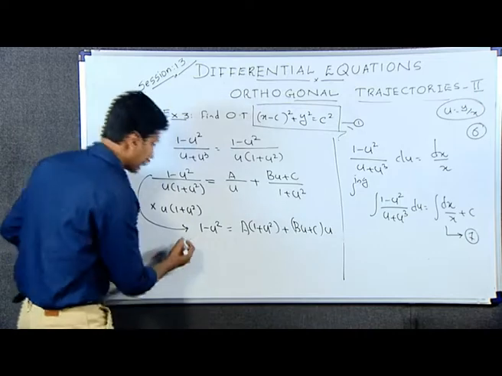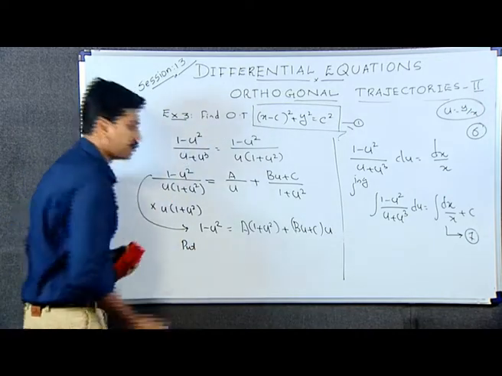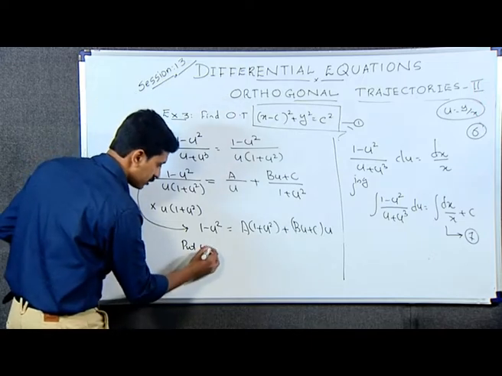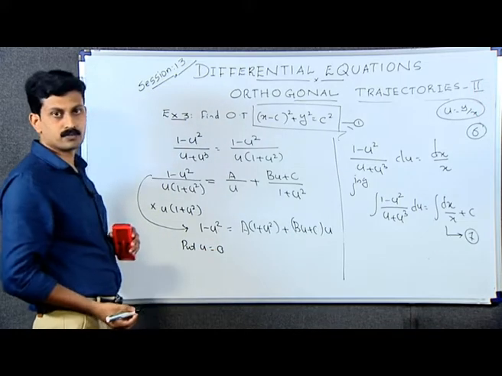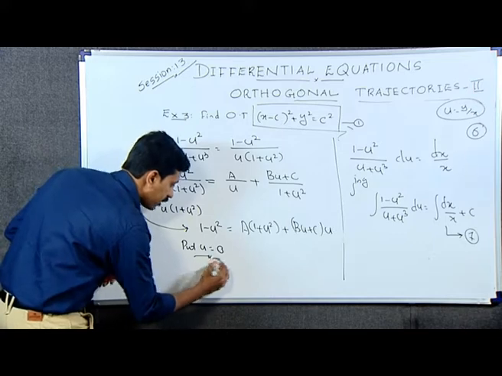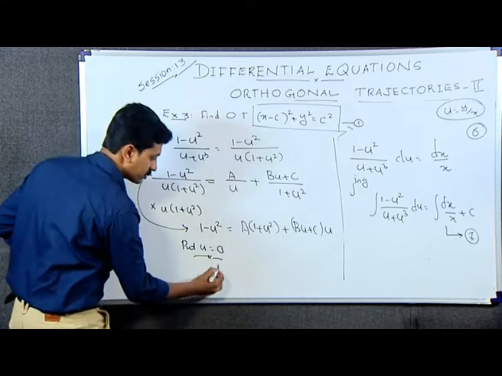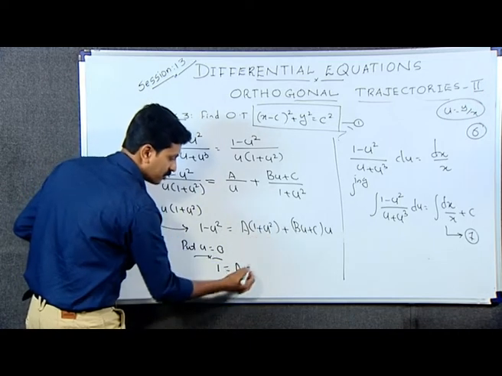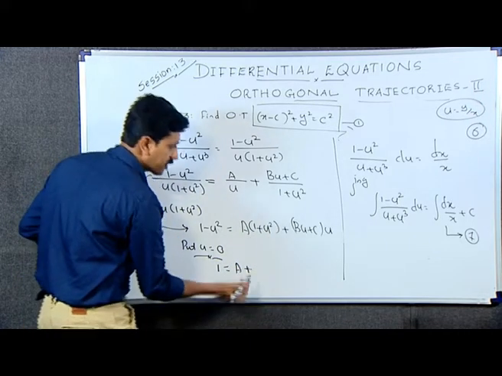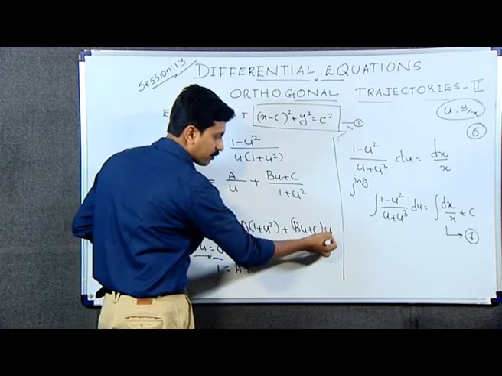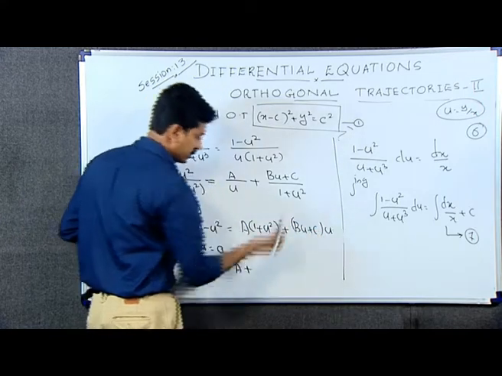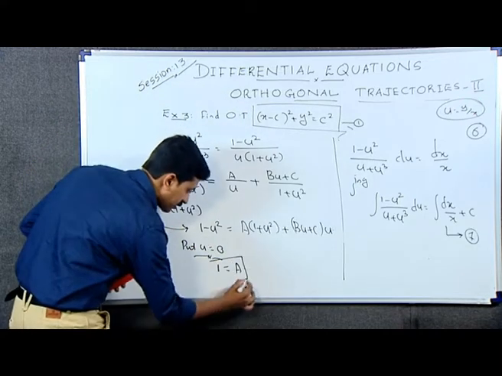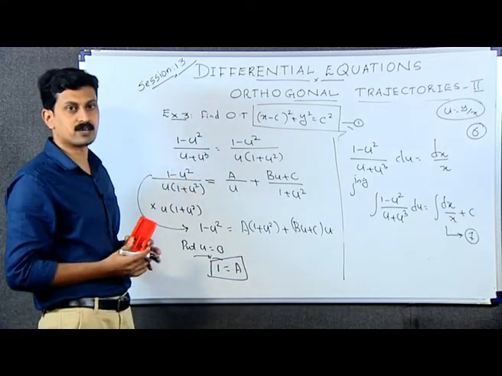So, I am putting u equal to 0. While putting u equal to 0, 1 minus u square is 1, and on the right, a into 1 plus 0 is a, while the term b u plus c is multiplied by the outside u, which is 0. Therefore, only a will be there. Therefore, a is equal to 1.